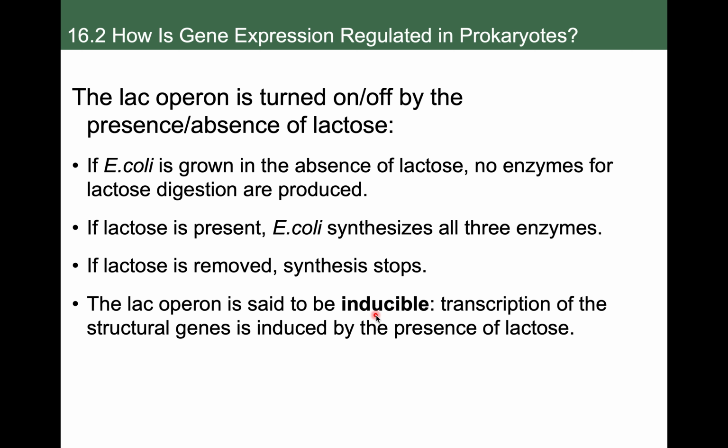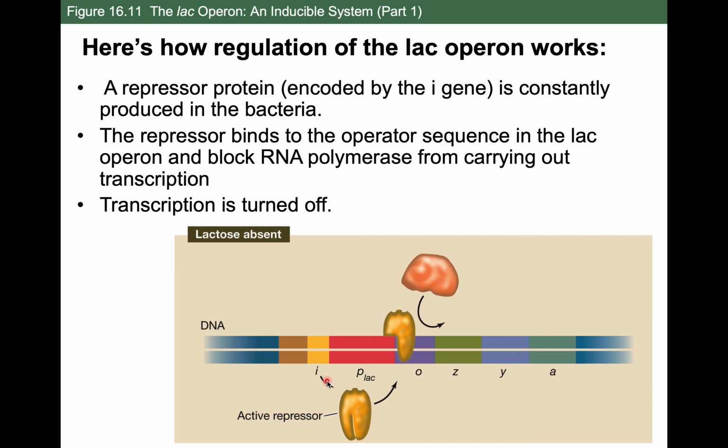And there are other operons whose default state is to be on. They're like always being transcribed, and you would have to come in and actively turn them off. Those would be considered repressible. But we'll just focus on this inducible example here. Okay, so how does this work?